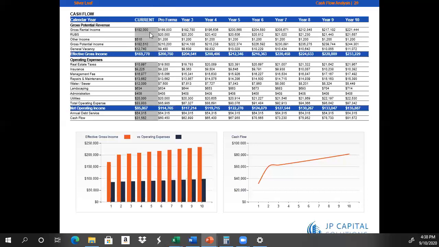Okay, here's the value add RUBS. We went over this in the last training. If you remember, it was ratio utility billing system. Some call it resident utility billing system. As you saw at the beginning of this deck, it showed owner pays all utilities. Electric is the only one not accounted for in here. So he's paying all that, and that's a huge value add.